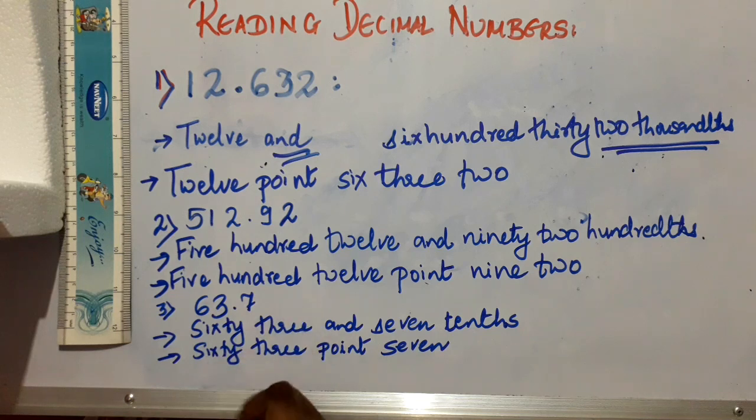See the third question here. 63.7. How will you read it? 63 and 7 tenths. And the second way is 63.7.